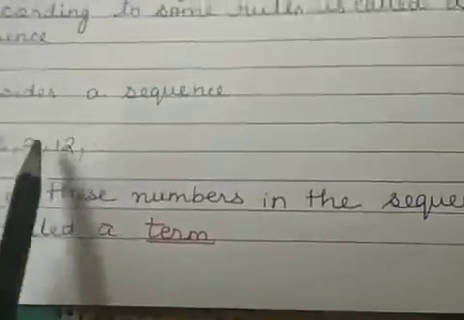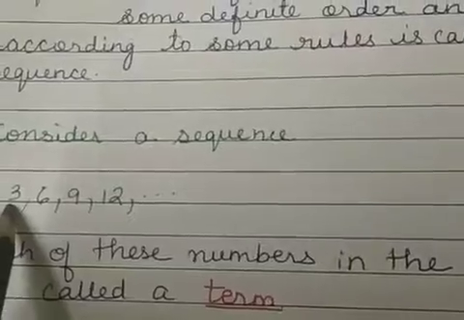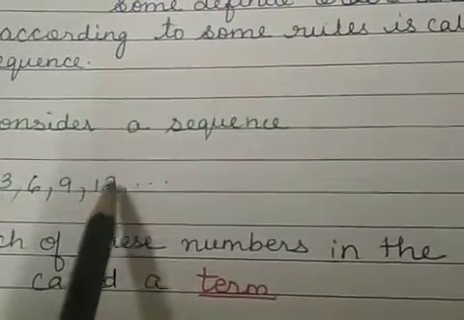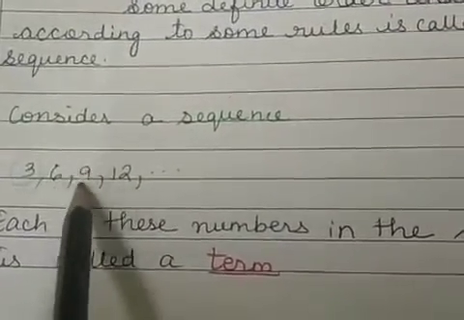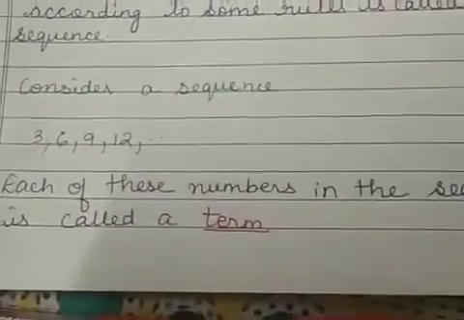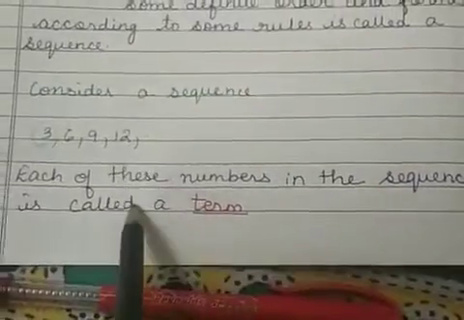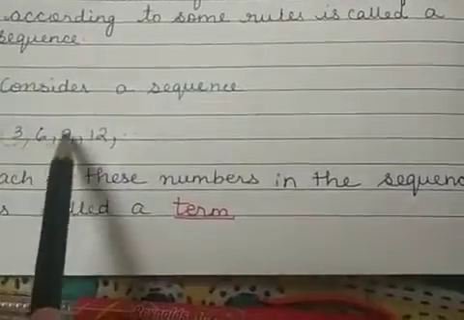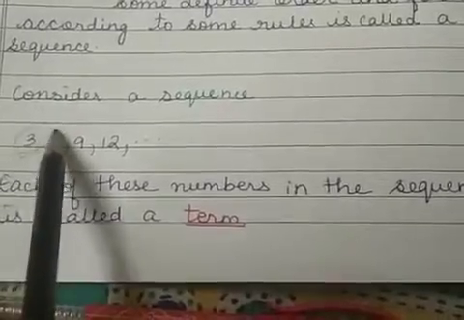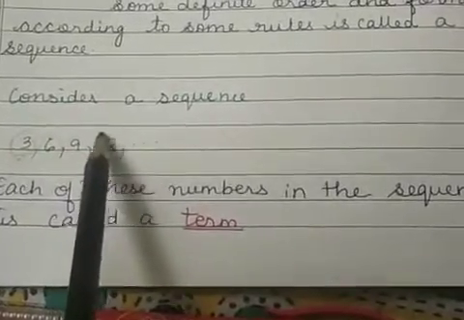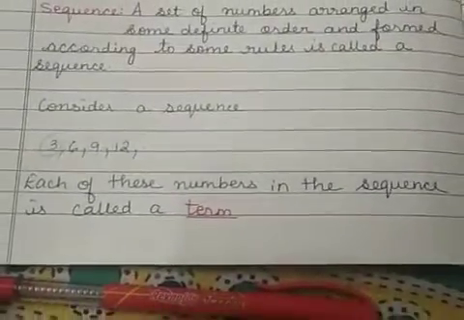Now consider this sequence. This is the sequence starting from 3. So 3, 6, 9, 12 and so on. Each of these numbers in the sequence has a particular name given to it. They are called terms. Each of these numbers is called a term of the sequence. So this is one term, this is one term, this is one term, and this is one term.